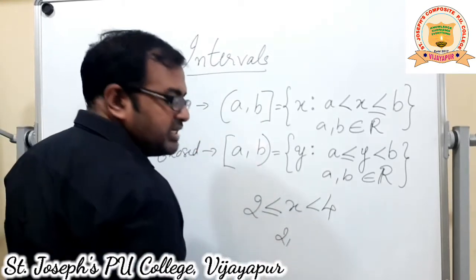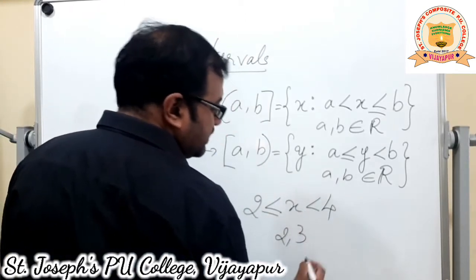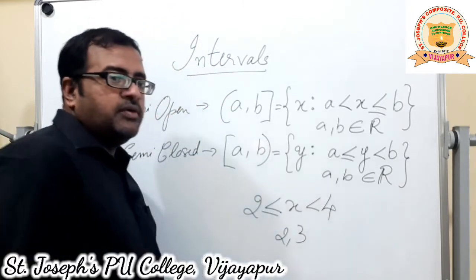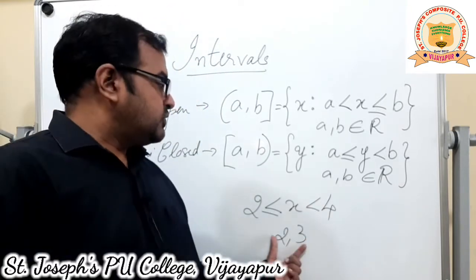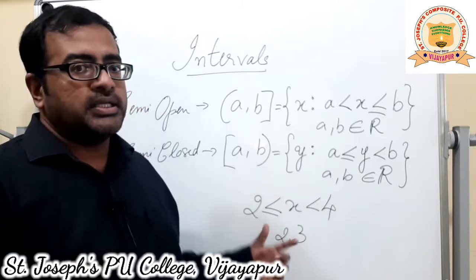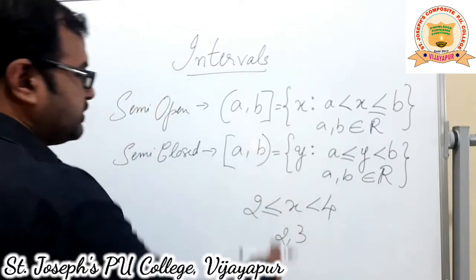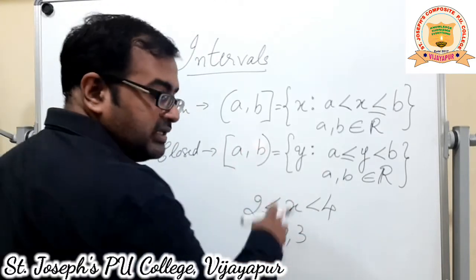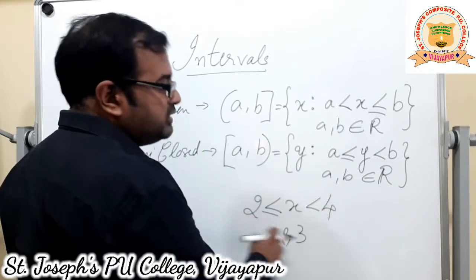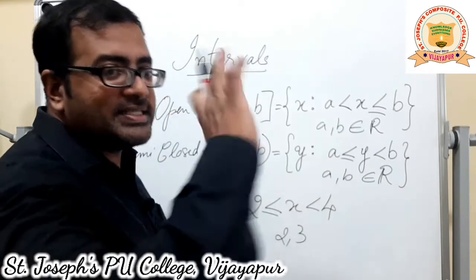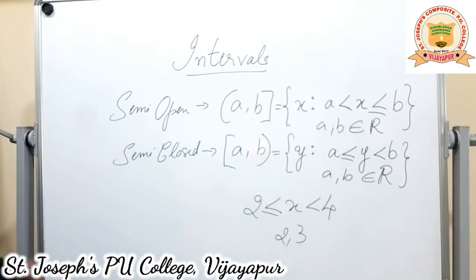included? Yes, 2 is taken. 3, yes, that's also there. 4, no, because strictly less than 4 is required. So this time the set will be 2, 3. There is a small difference there. Here the lower boundary is considered inside and included, whereas the upper boundary is excluded. So that is the difference.